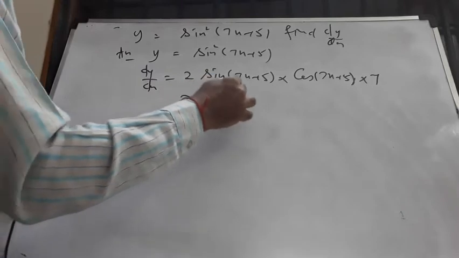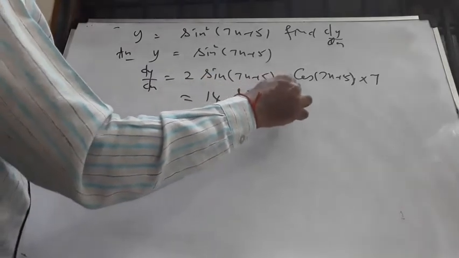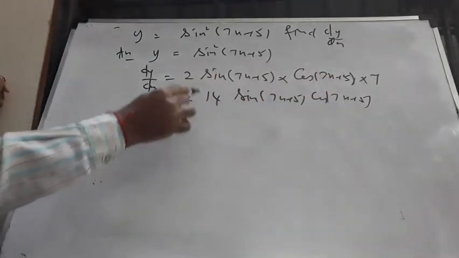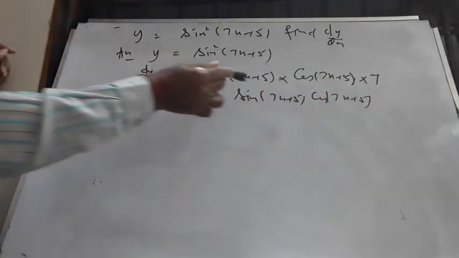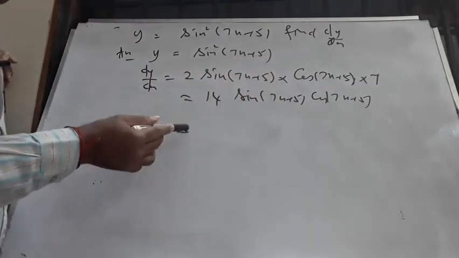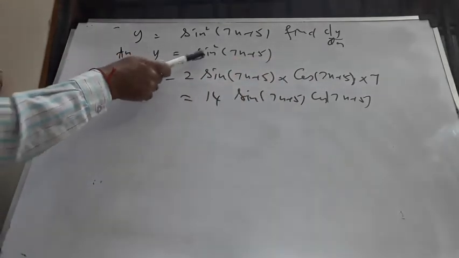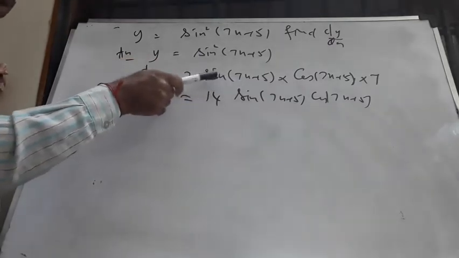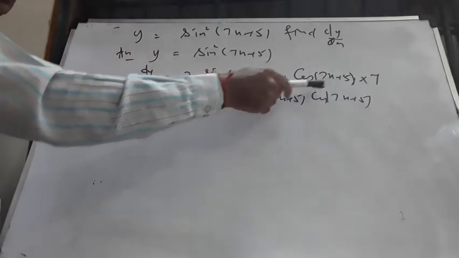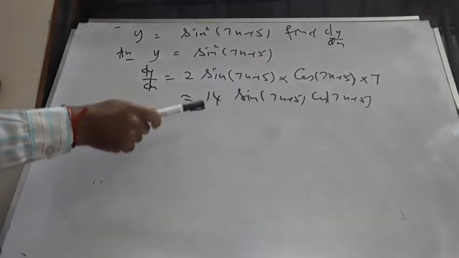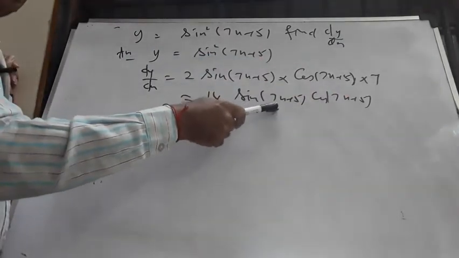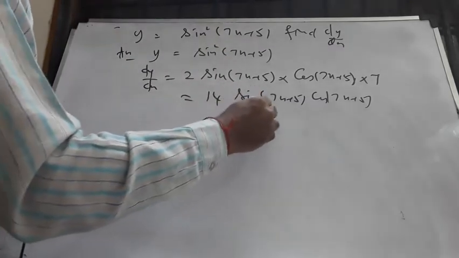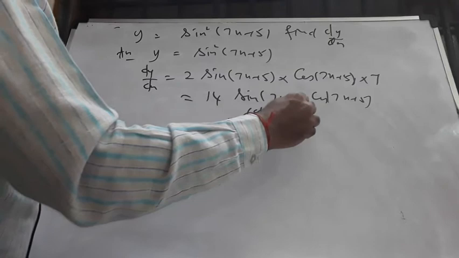Therefore this becomes 14 sine 7x plus 5 into cos 7x plus 5, or I can very well write 7 sine 14x plus 10. 2 sine a cos a is sine 2a, that is also correct. For it is the application of chain rule. For sine square it is 2 sine of this much. For sine of this much it is cos 7x plus 5. For 7x plus 5 it is 7. For either it is 14 sine 7x plus 5 cos 7x plus 5, or it can be 7 sine 14x plus 10.